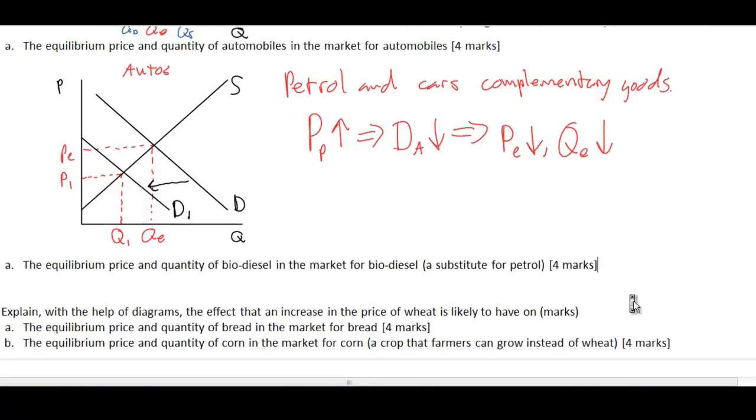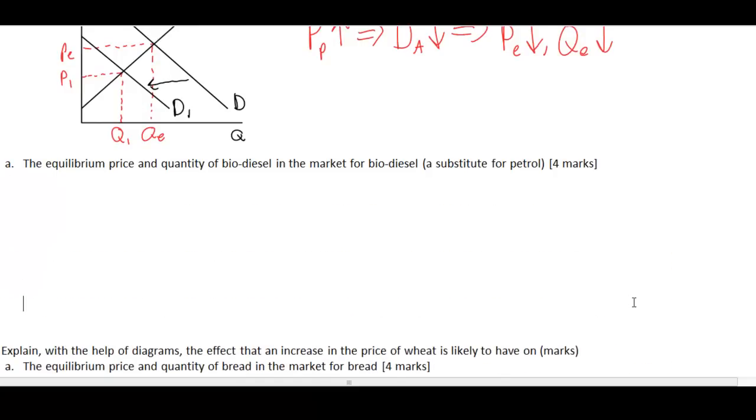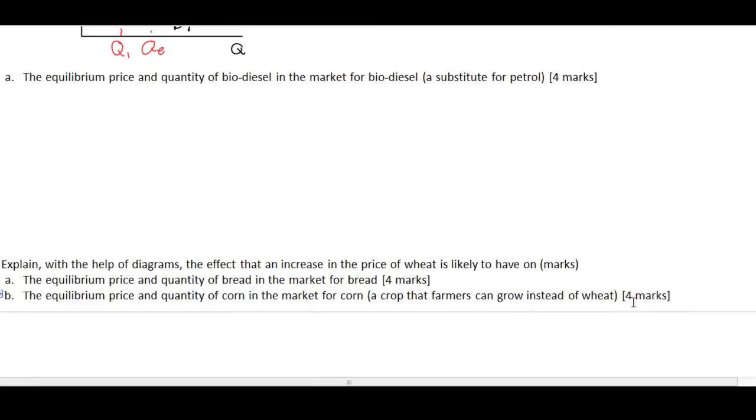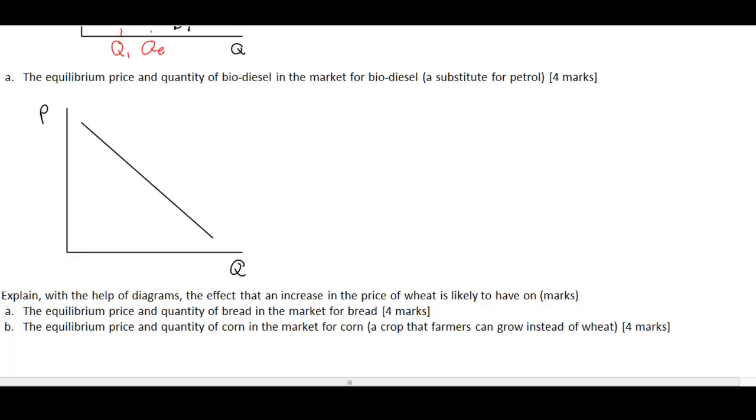Thirdly, we are asked to explain with the help of a diagram the effect that an increase in the price of petrol will have on the equilibrium price and quantity of biodiesel, which we are told is a substitute for petrol. So this is a similar problem to the second part of this question, except now instead of considering the effect of an increase in the price of petrol on a complementary good, we are going to consider the effect of higher petrol prices on a substitute for petrol, biodiesel.